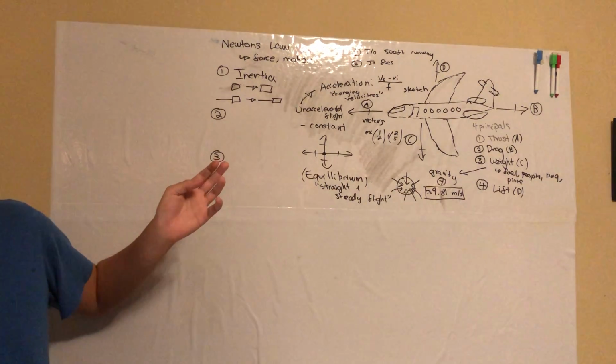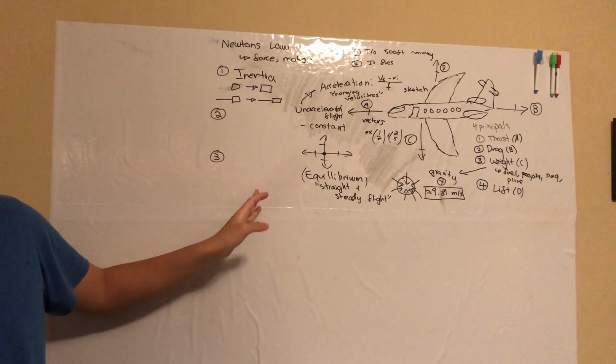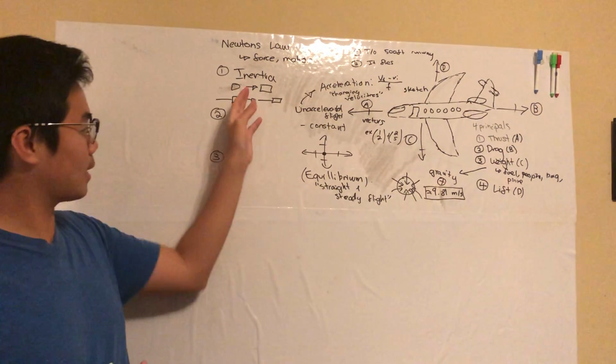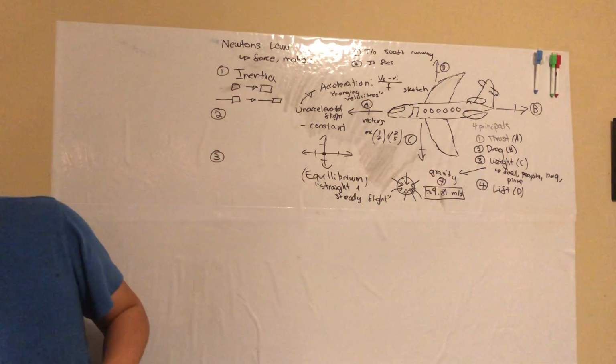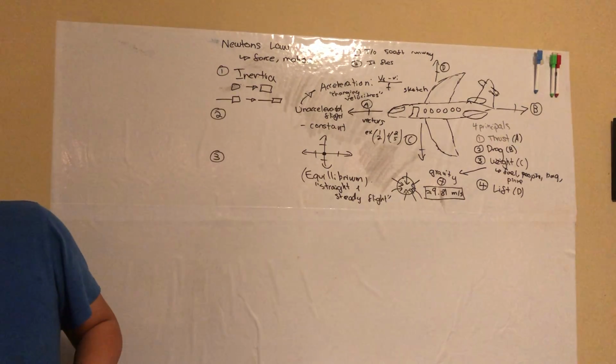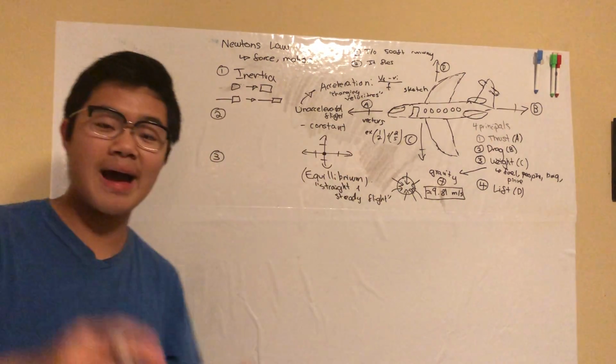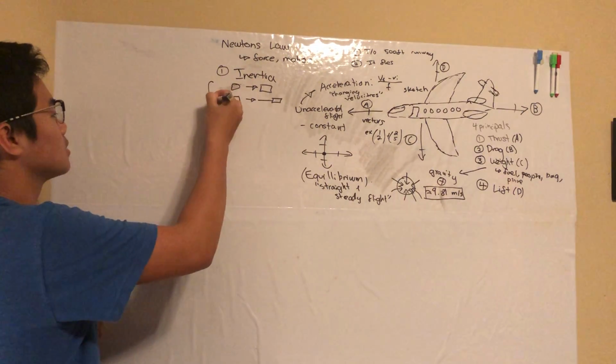So Newton's first law, the textbook definition, is a body at rest tends to remain at rest, so like a box remains at rest. And a body in motion tends to remain in motion at the same speed and same direction, as we are talking about vectors. So it'll have the same vectors.